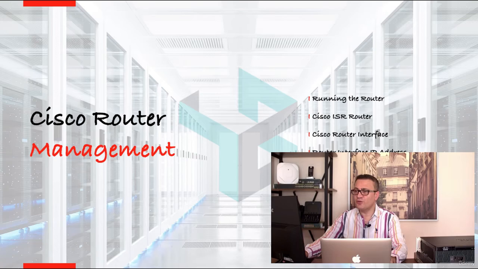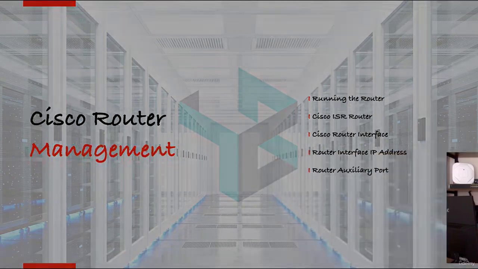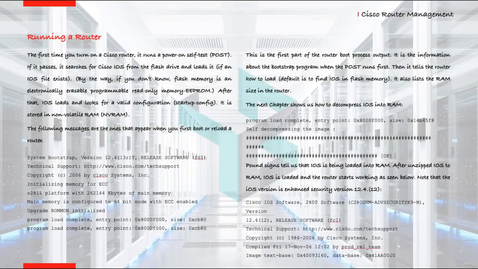Hello everyone, I will talk about Cisco router management in this lesson. First we will talk about how to operate our router, then I will talk about Cisco ISR routers and Cisco router interfaces, then I will tell you how we give IP addresses to router interfaces, and finally I will tell you about the router auxiliary port.